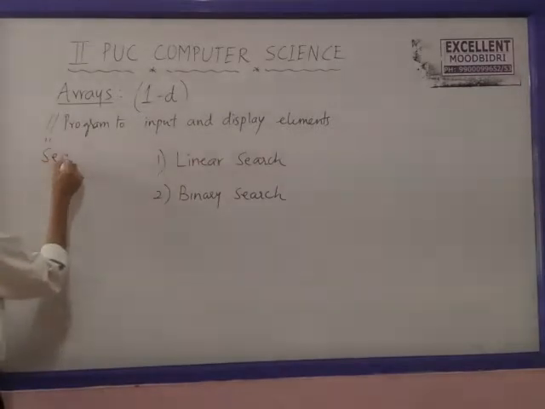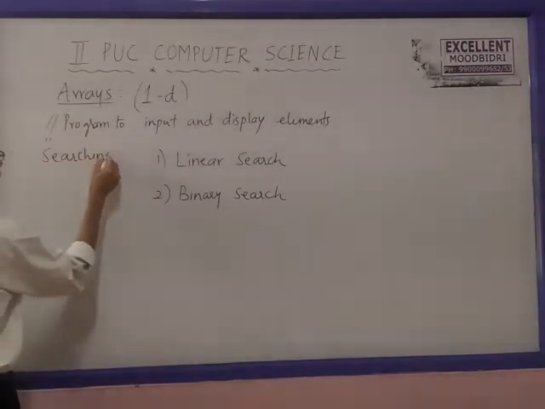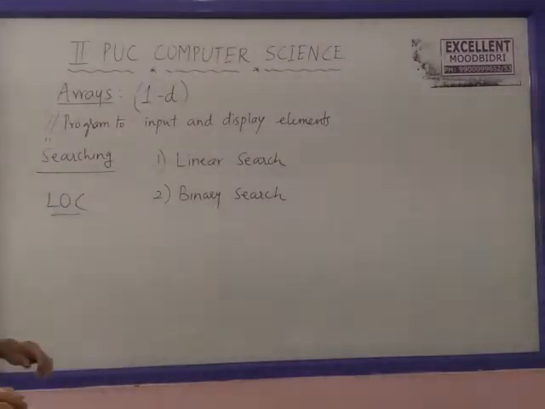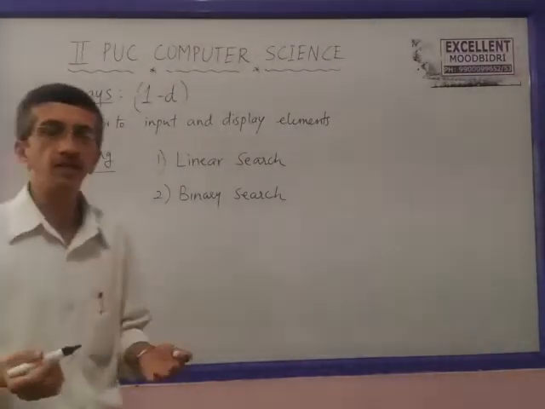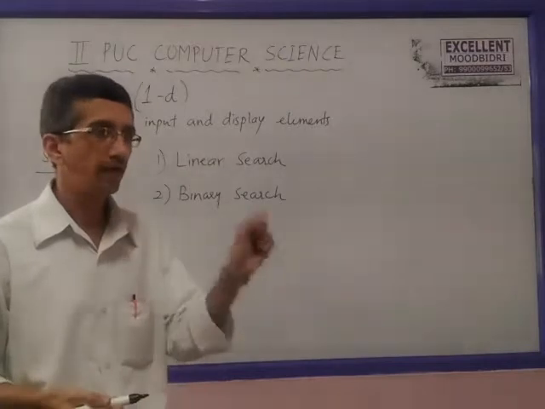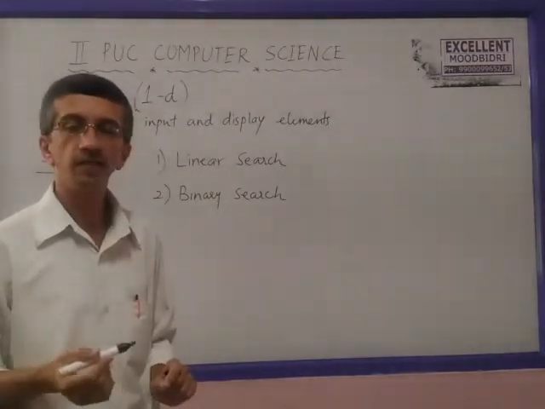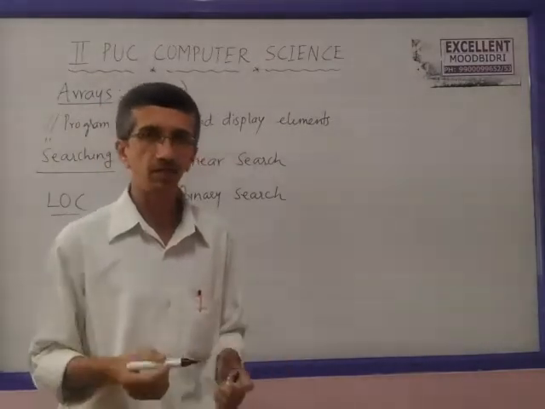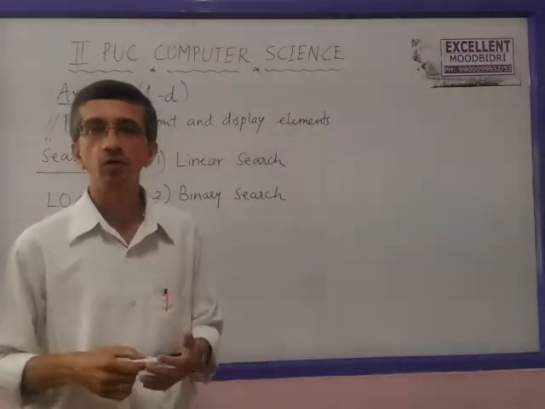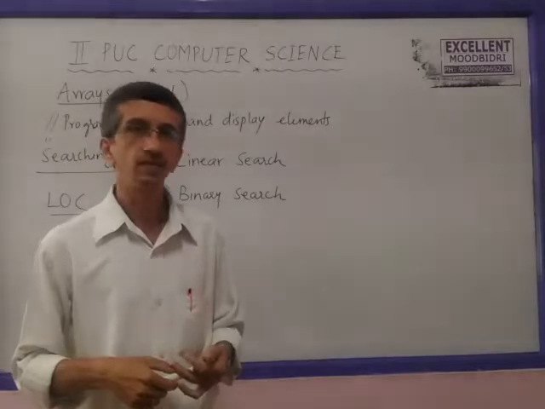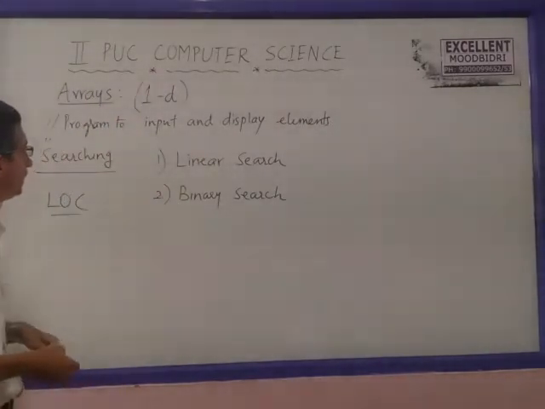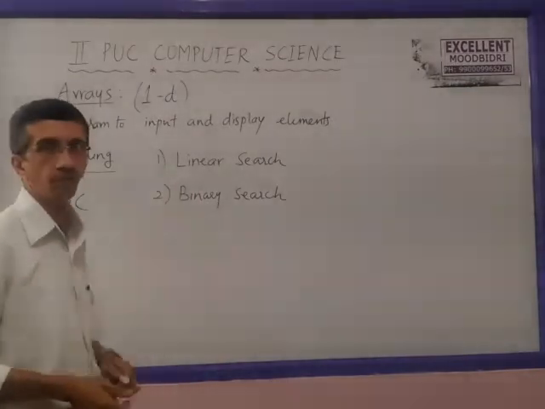Searching, finding the location of an item. The item may be present at any index. We have to find out at which index the item is present. And in case the item is not found, you have to display the message accordingly that the item is not found or the search is unsuccessful. Right? It is not found in the array. Let us see the linear search now.